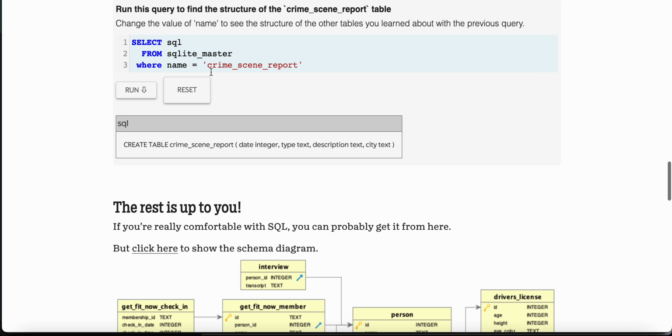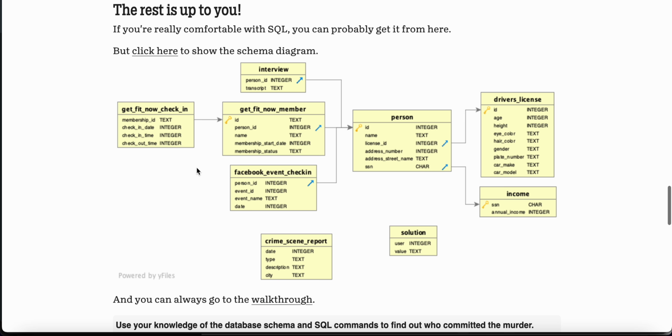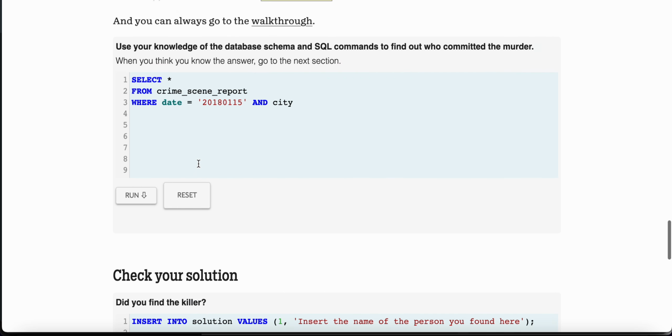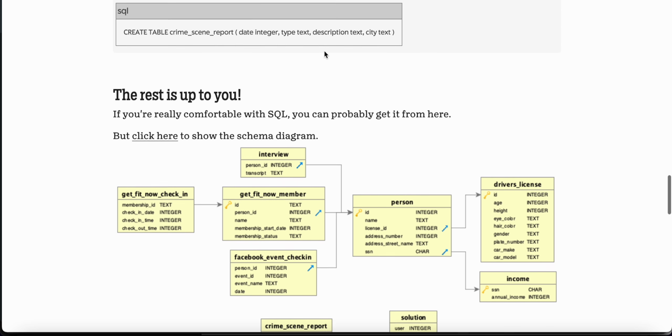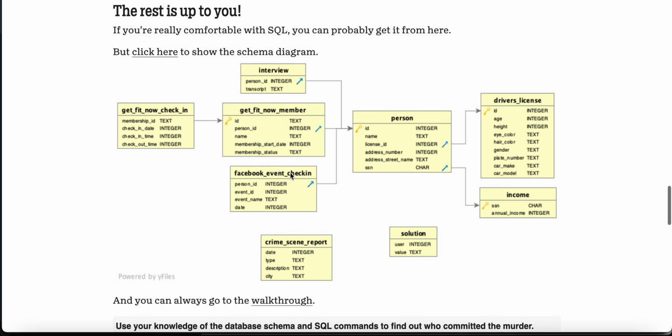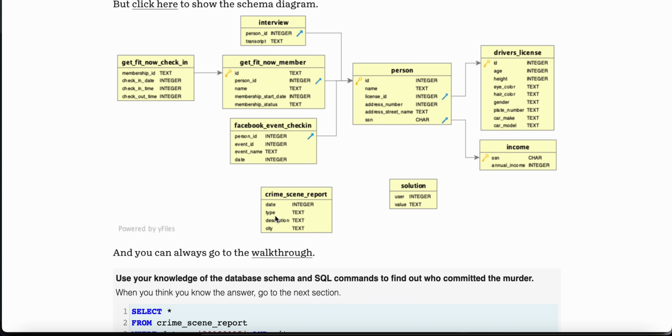Remember that when we run this table, this is what is there. There is city, and the city is text, and there is date, and the date is integer. Do you get? So I'm taking it from this table. The table has already been created for us, in case you're wondering where I took that from. And if you go back here to see the table, look at it here, the crime scene report table.